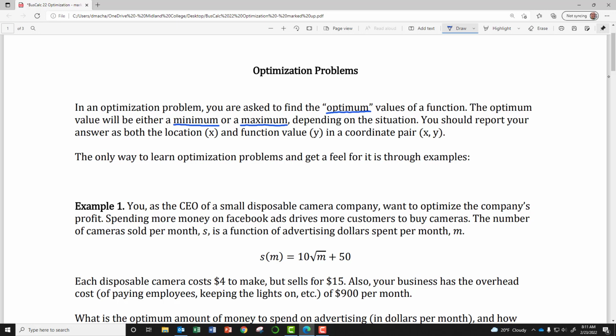Now again, I've said this in the last video, but you should report your answer as both the location and the value, sort of in a coordinate pair. Anytime you're doing any of these minimum or maximum problems, definitely go ahead and give the full answer, which is both the input and the output to the function, or both the x and the y value.